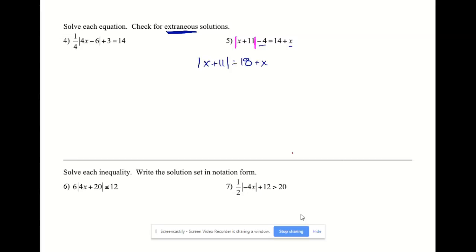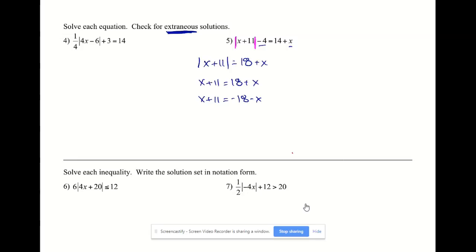Now my expression's isolated, so I can drop my bars and write my two equations. My first equation is x plus 11 equals 18 plus x. And my second is x plus 11 equals negative 18 minus x. So we're going to flip the signs on the right side.